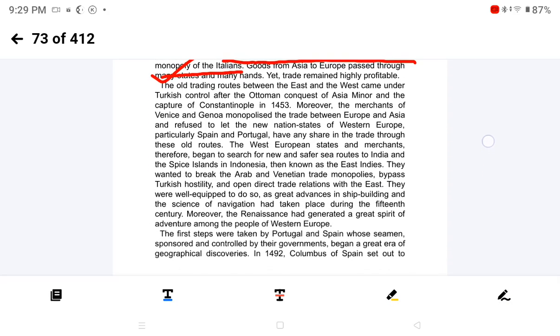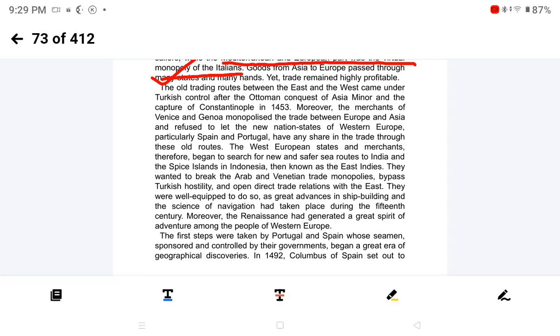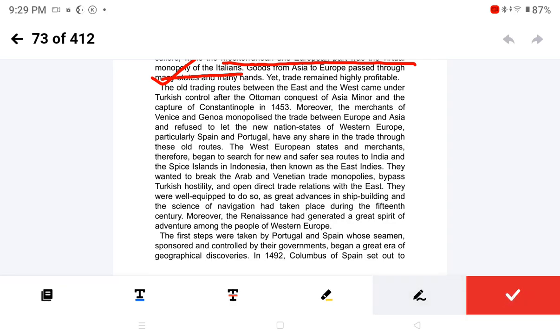The old trading routes between the East and West came under Turkish control after the Ottoman conquest of Asia Minor and the capture of Constantinople in 1453. Moreover, the merchants of Venice and Genoa monopolized the trade between Europe and Asia and refused to let the new nation states of Western Europe, particularly Spain and Portugal, have any share in the trade through these old routes.